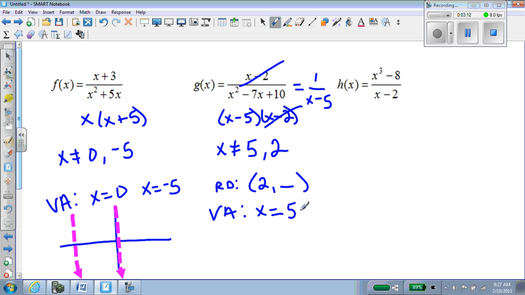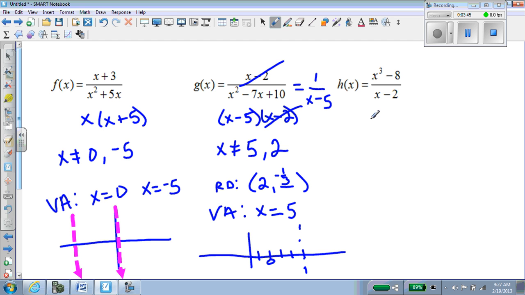And the question is, okay, where is the hole? Well, I'm going to plug this 2 back into my simplified function, 1 over 2 minus 5. So that would be negative 1/3. So that's going to look like a vertical asymptote at 5, 2, 3, 4, 5. Vertical asymptote at 5, so a wall here. And a hole at 2, negative 1/3. So there's going to be a hole in the graph.